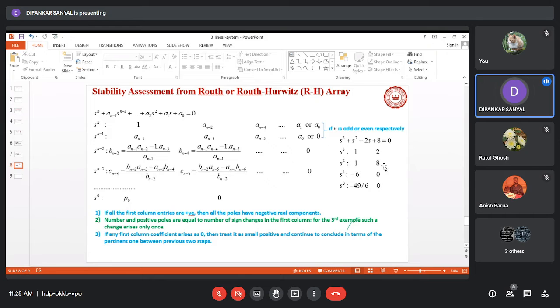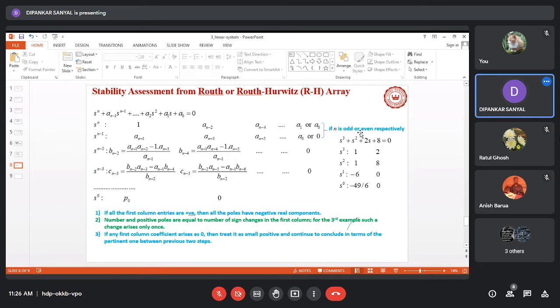This has been explained in terms of the equation that we were discussing last, that gave rise to one positive pole, indicating instability.